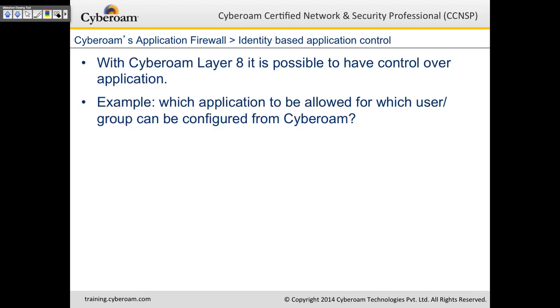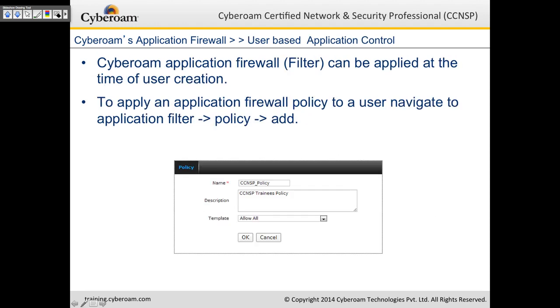So we've got, or rather I'll say Cyberoam has got identity-based application control. That's what I was stressing upon. It's very important to see which user is using what application. With Cyberoam Layer 8, it is possible to have control over application. For an example, which application is to be allowed for which user or group can be configured from Cyberoam. So you can create a policy, we'll name it as CCNSP_policy in the screenshot, and you can select the template again. You can select it either allow all or deny all.